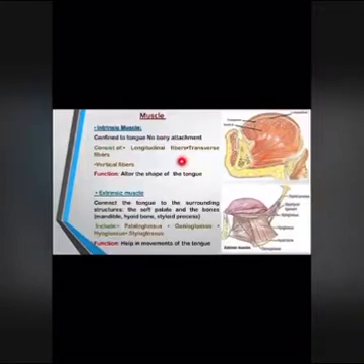Muscles of the tongue: intrinsic muscles and extrinsic muscles. Intrinsic muscles are confined to the tongue, with no bony attachment, and consist of longitudinal fibers, transverse fibers, and vertical fibers. Their function is to give the shape of the tongue.